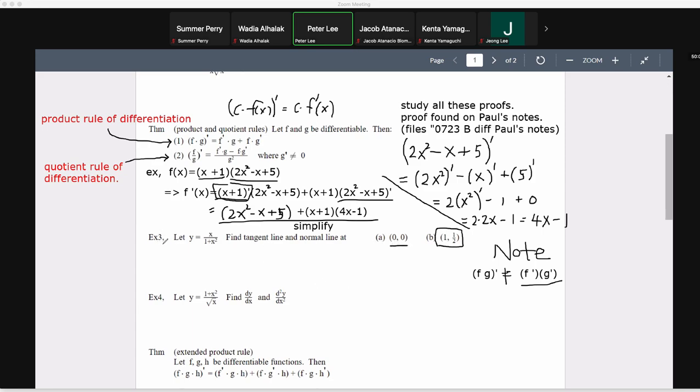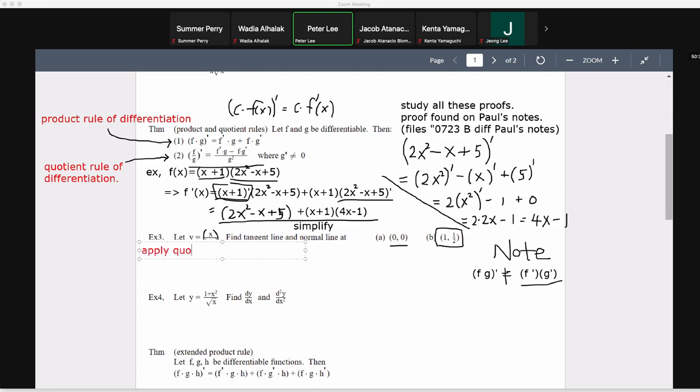Okay. Now let's look at example 3. We have this function right here. Now we have to find the tangent line. The tangent line means we have to take the derivative at that point, and also the normal line. So how do we find the derivative of x over 1 plus x squared? Well, this is not a polynomial, so now we need a special rule. Looks like we can apply the quotient rule. So in this case, apply the quotient rule.